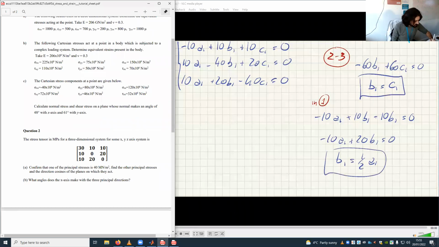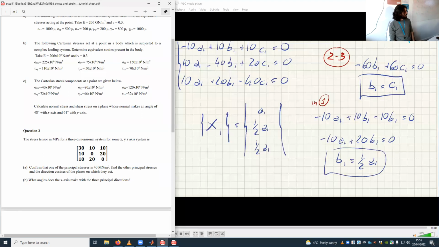And so the final vector x1 is whatever A1 is, B1 is always 1/2 of A1, and C1 is equal to B1, so it's also 1/2 of A1. Okay? And now that I have this, I can get rid of A1 as well. Because I told you I have infinitely many solutions, and these correspond to the infinitely many lengths this vector can have. I'm not interested in the length of the vector. I'm interested in the direction of the vector. So let's just get rid of A1.